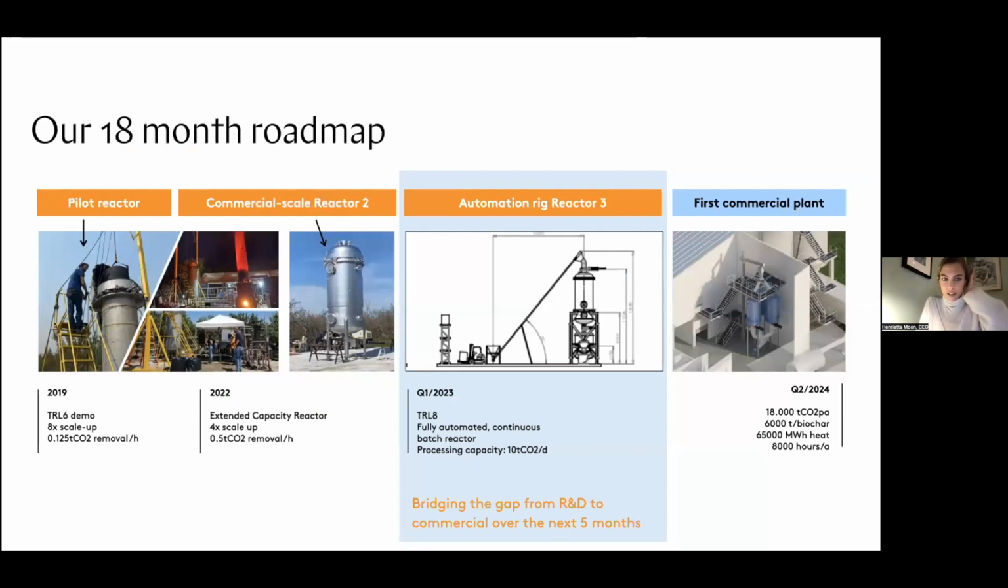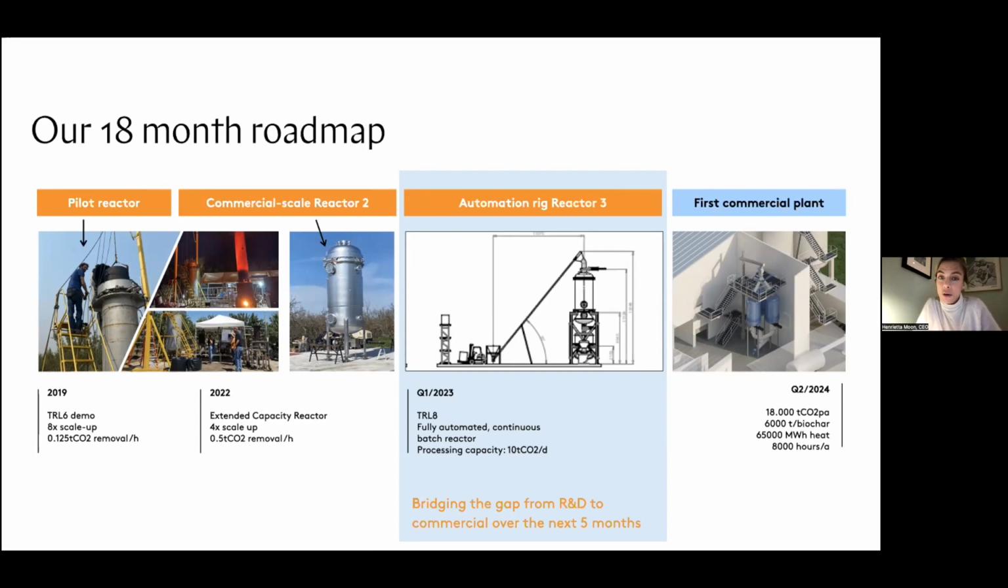So our 18-month roadmap, or where we are: we've done our pilot systems, which were based on university research, which was academic research for over a decade. From there, we scaled up the technology, flew past in development, and managed to last year actually get our commercial scale reactor to work, which is very exciting. Now, next week, we're moving into our reactor 3. On Monday, we're breaking ground in Finland, which is very exciting for our last test system.